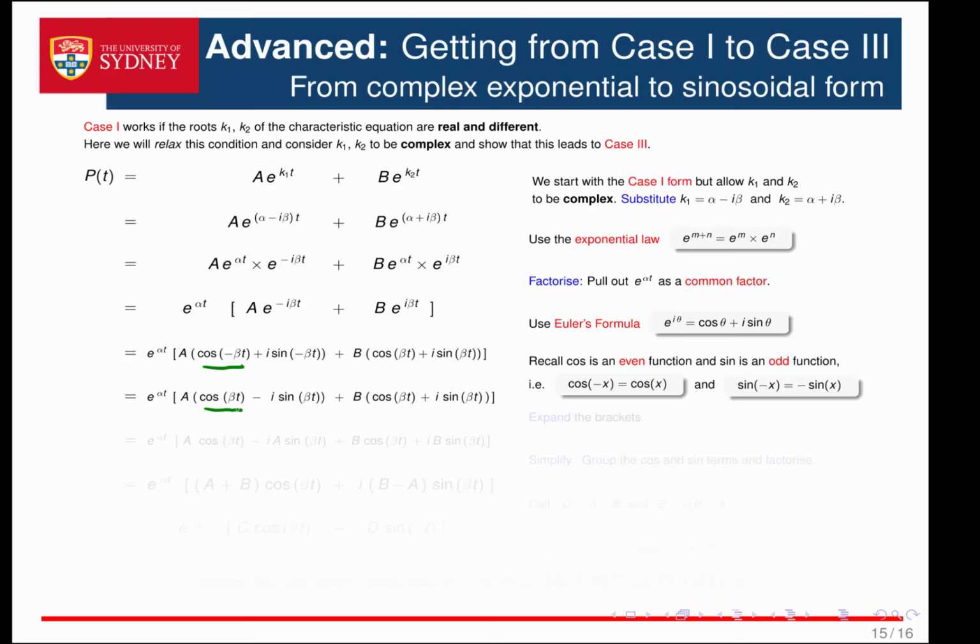Also, sine is an odd function. This means that the sine of negative x is equal to negative sine of x for all x. That is, for sine of x, you can think of the negative inside the brackets as moving to the front of the sine function. So using this, sine of negative beta t is equal to negative sine beta t. We then expand both brackets.